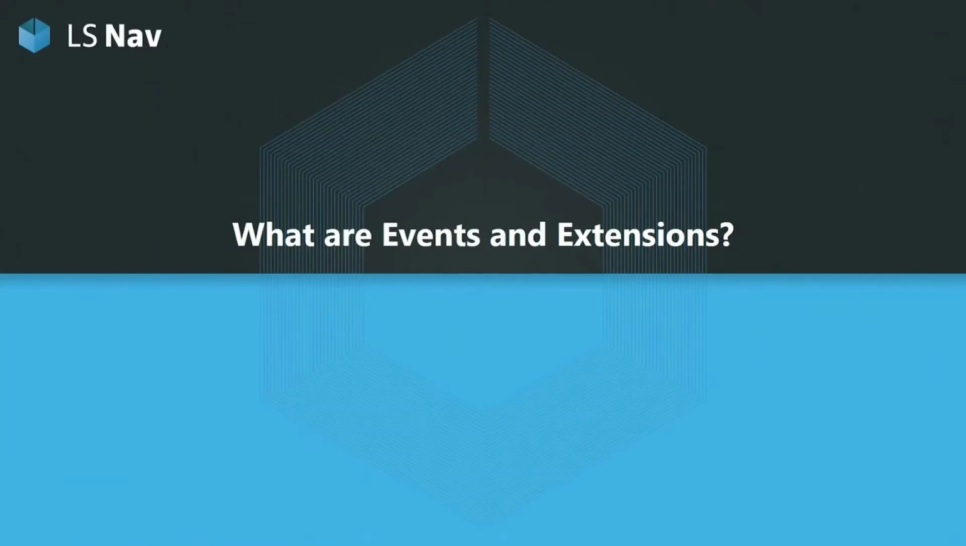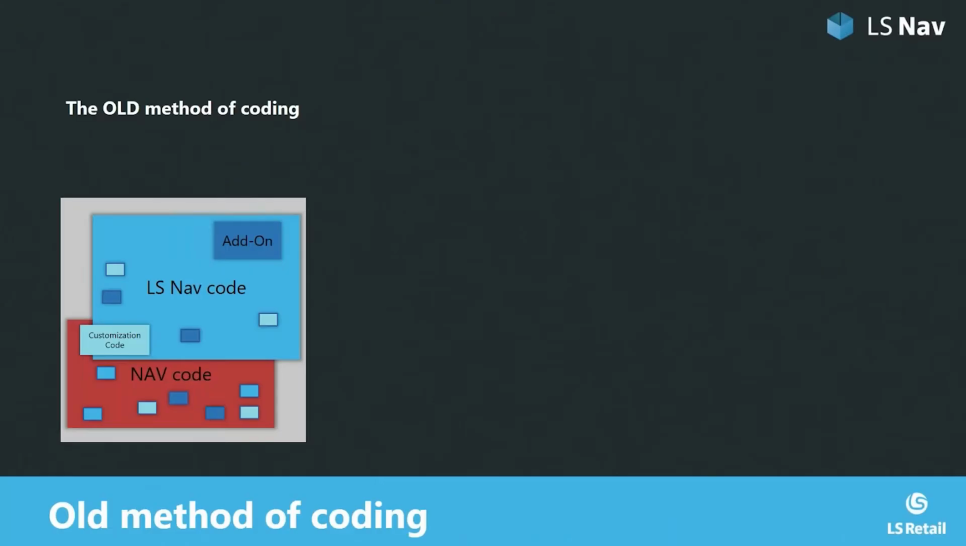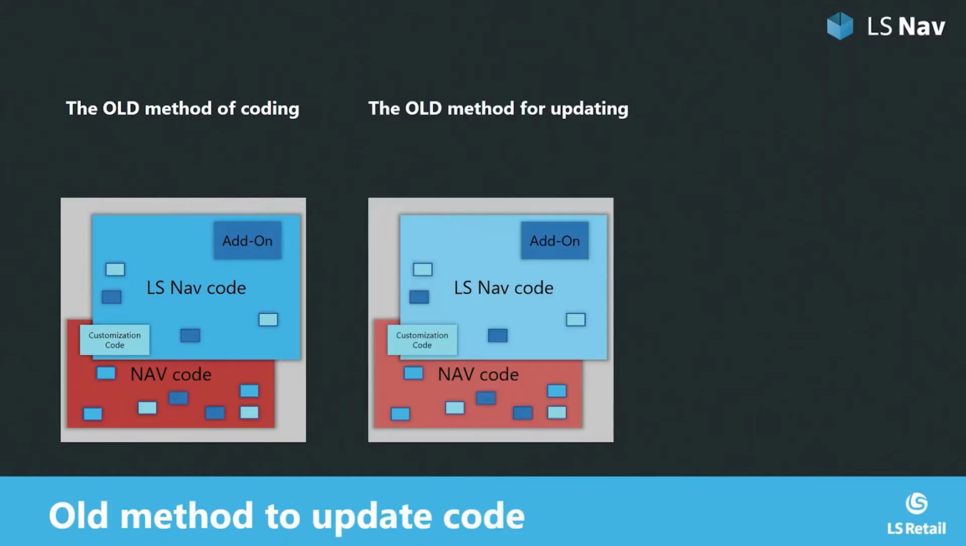What are events and extensions? The old method of coding changes and customization was to insert changes into the standard code, presented here by different colored boxes inside the standard code. The upgrading process would be to take a new standard code and manually insert the changes into the new release. This was a time-consuming and very expensive process.